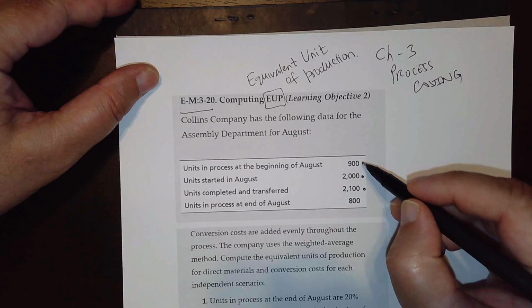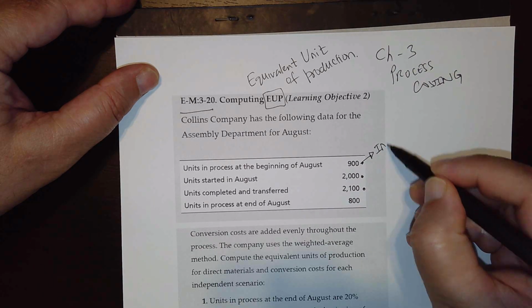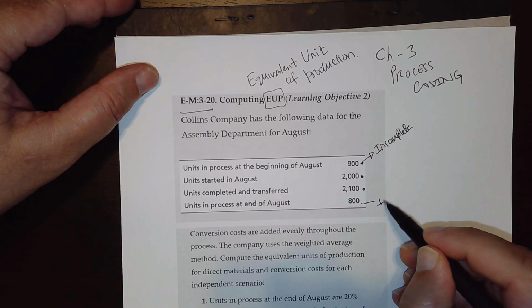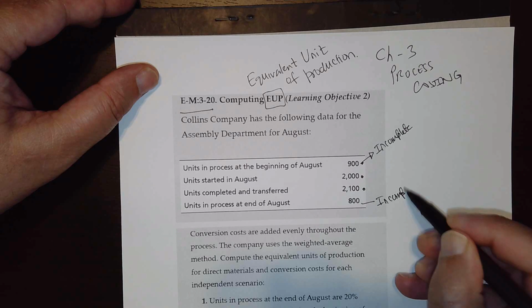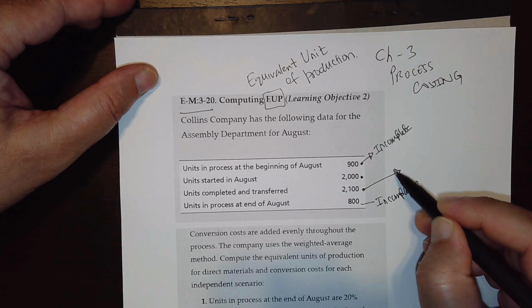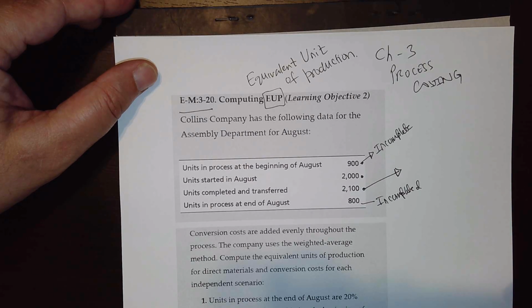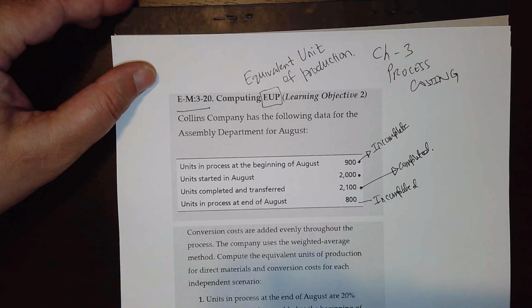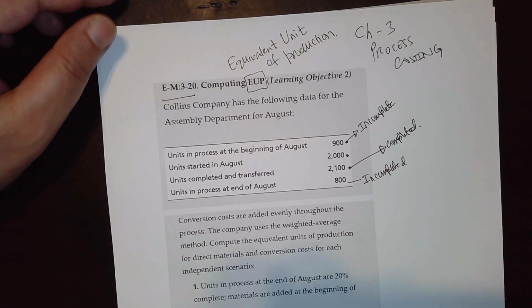So these were incomplete in the beginning, and they are incomplete in the end. And these 2,100 were completed and transferred out because they were completed. When we are talking about completed, they were 100% complete.